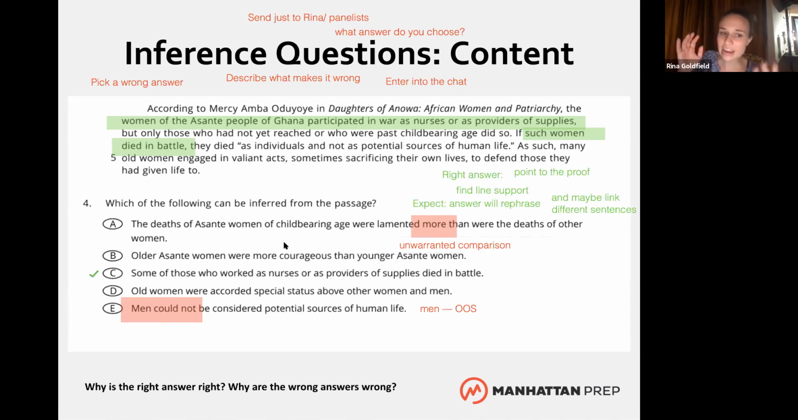So we have, they died as individuals and not as potential source of life. We have this way in which older women or younger women might have been looked at differently, but whether they were lamented more or less is maybe tempting, but too big of a jump. Same with D, right? Special status, we're seeing how maybe the ways in which they were thought about is different, but more special, more lamented, not supported. More courageous, again, this idea of an unwarranted comparison. Okay, excellent work.